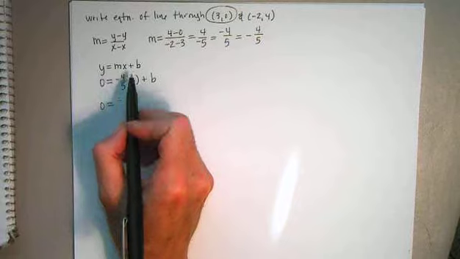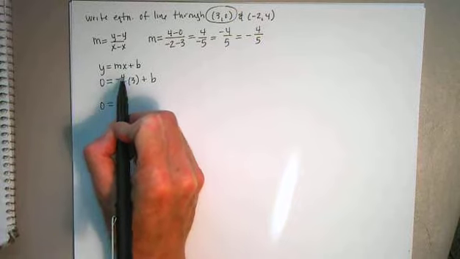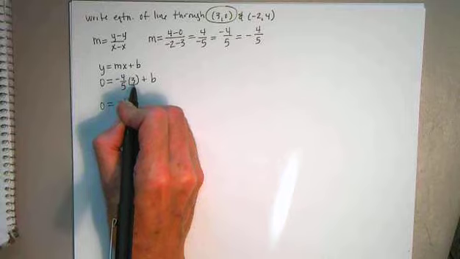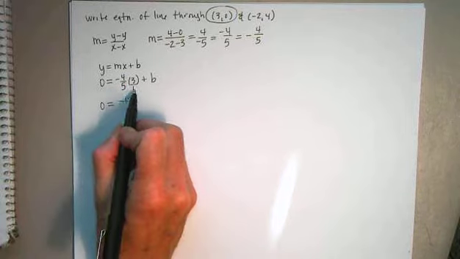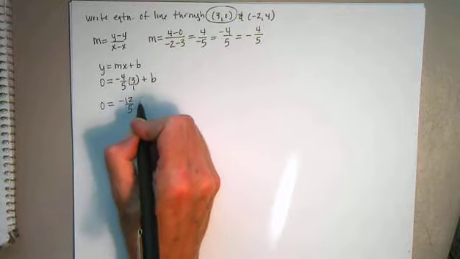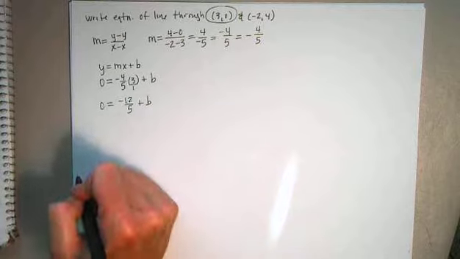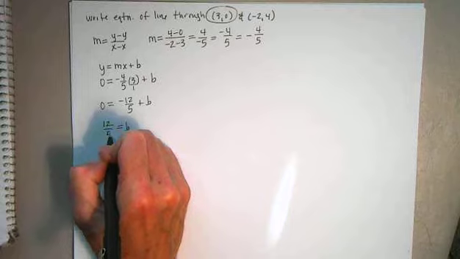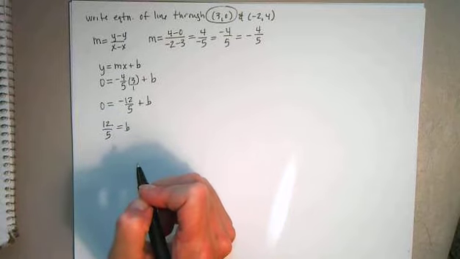Right here, we know when we multiply fractions, we just go top times the top and bottom times the bottom. And keep in mind, when nothing's there, it's a 1. So 5 times 1 is still 5. And then, to get b alone, I'll add 12/5 to both sides.